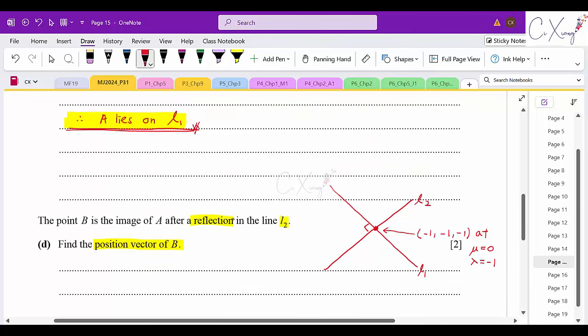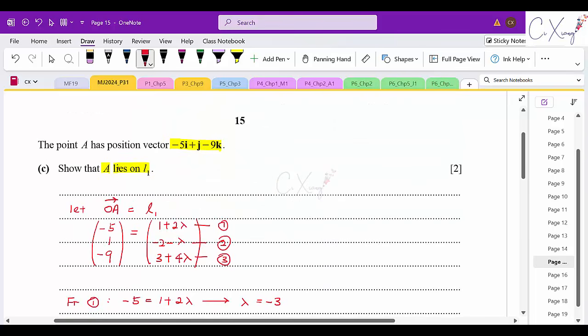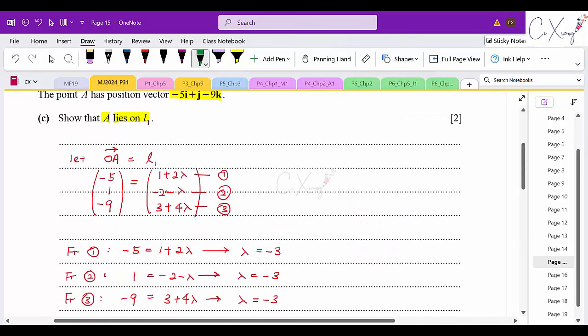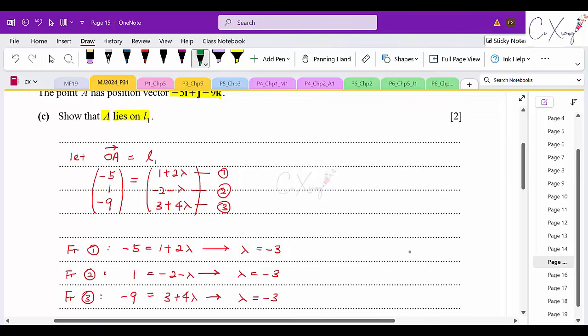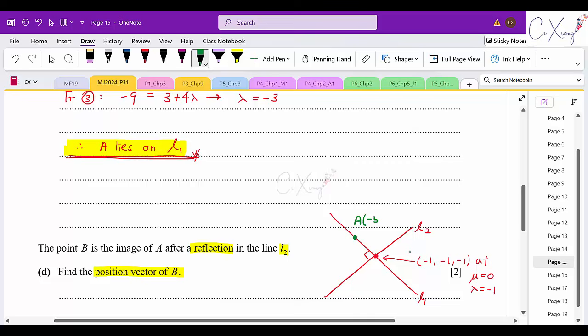Alright, then from the third part, they tell you that point A lies on line L1. So maybe I label this as line L1, and I label point A here. Okay, so this is point A. What is the coordinate for point A? They tell you the position vector, so if I put it in coordinate form, it will be negative 5, 1, and negative 9.